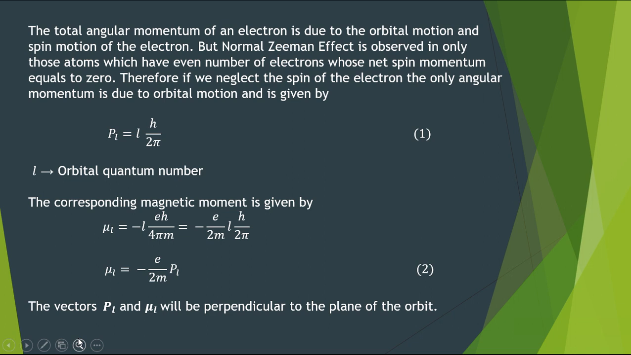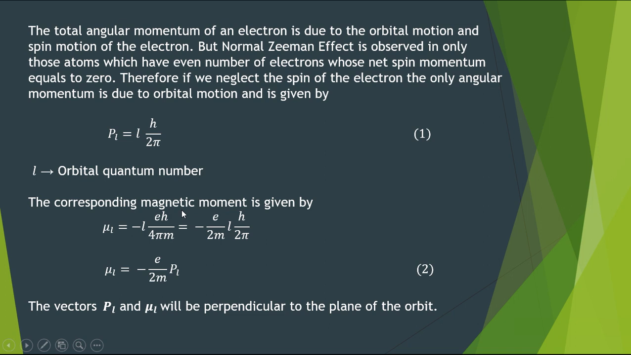The orbital angular momentum is usually represented by PL, or sometimes it is also represented as capital L. I have used the notation PL here. The orbital angular momentum is quantized. Therefore, we can write PL is equal to L into h by 2 pi, where L is the orbital quantum number and h is Planck's constant.